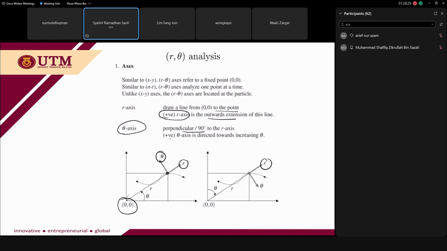How to determine the positive theta axis is based on the given angle. If the angle is provided from x to the r, the positive theta should be in this direction. If the question gives the angle from y to the r direction, then the direction of theta follows the direction from y to r. So this is your positive theta axis.